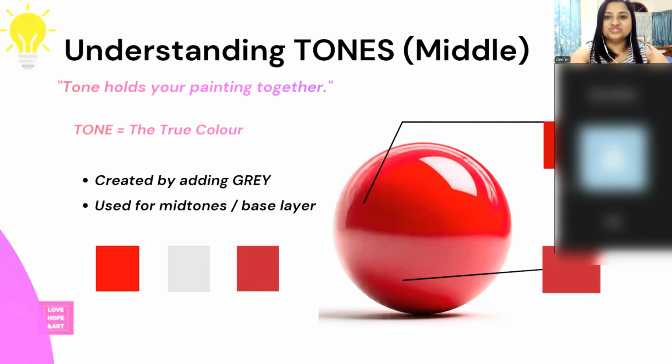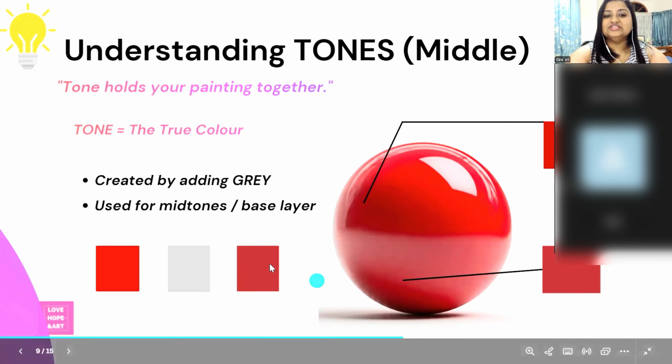Tone is the closest to the true shade and it is created by adding gray. So it is used for midtones and the base layer. When we build up paintings in layers, you can always use the tone as the first layer and then build up the painting like how I'm going to show you in the demo. So we mix the true color with gray to get a tone.